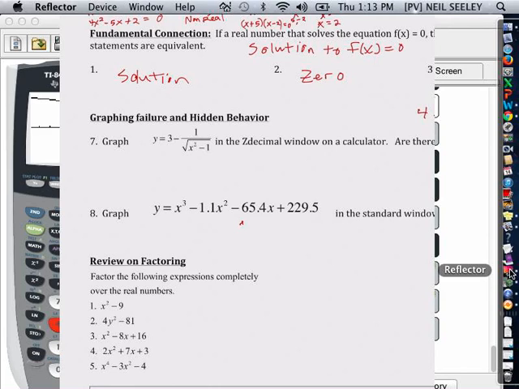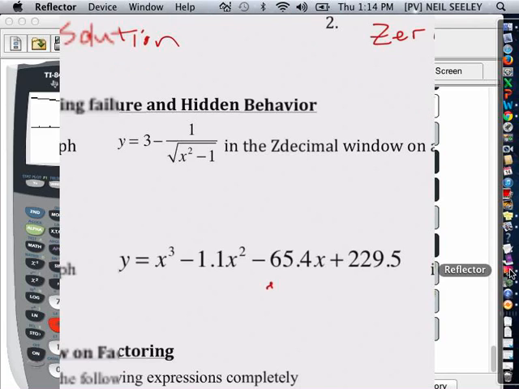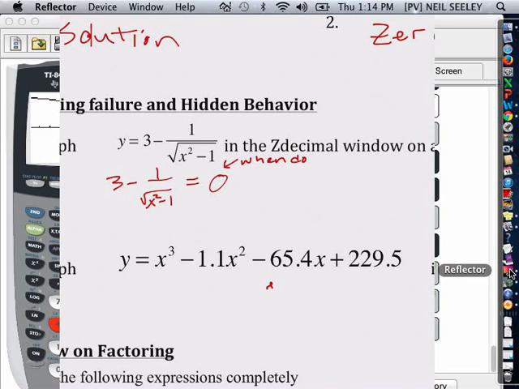So here's how we're going to solve this. Watch carefully. 3 minus 1 over radical x squared minus 1, which seems to have no roots. Let's prove it. If you set it equal to 0, that means we're looking for when it has a height of 0. Effectively, this means when do roots occur, or zeros, or solutions, or x-intercepts, all those synonyms that we learned today. That's what I'm doing by setting it equal to 0.